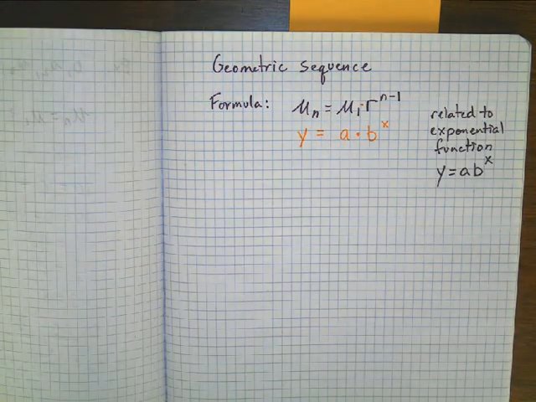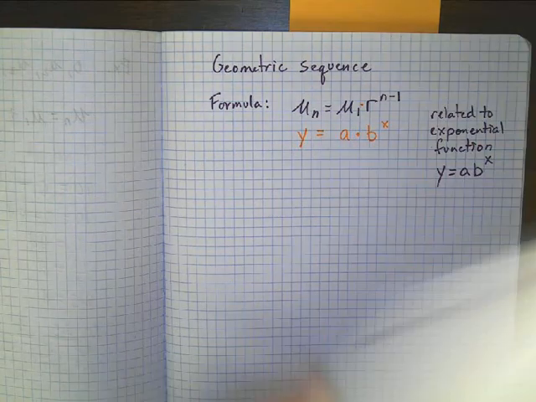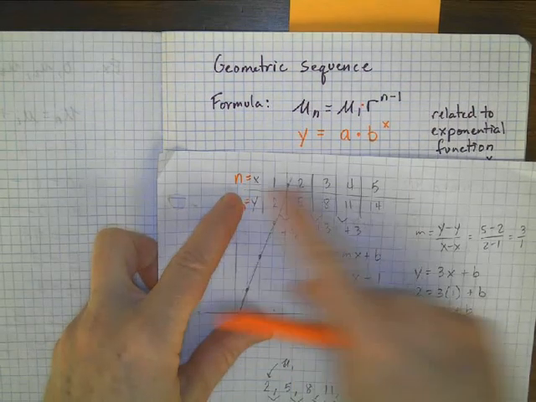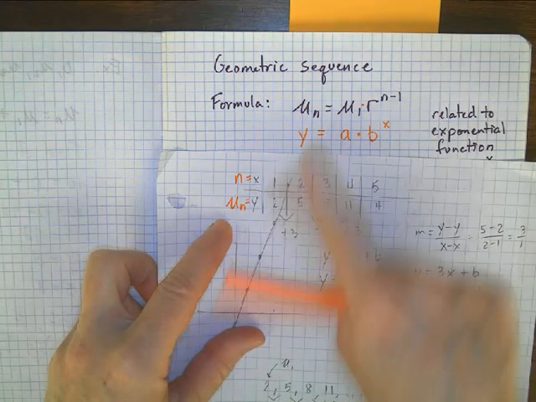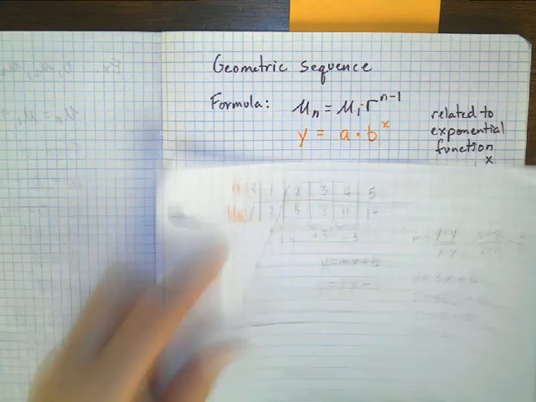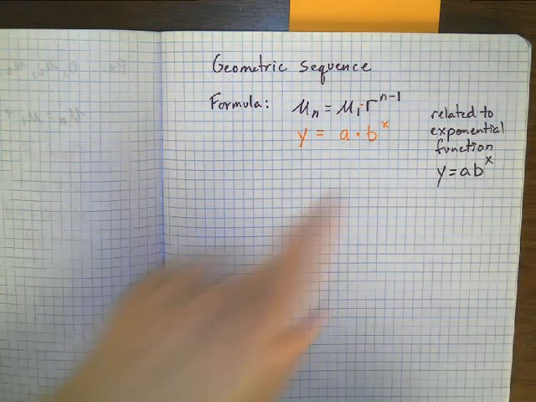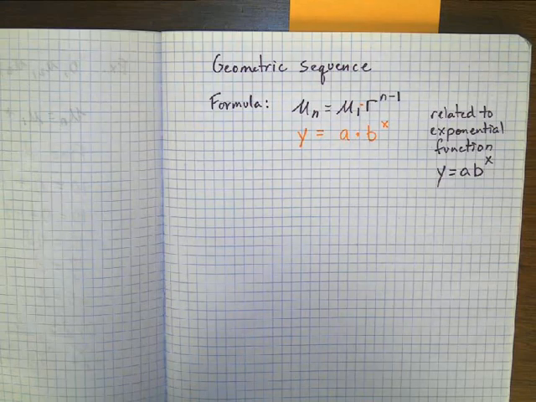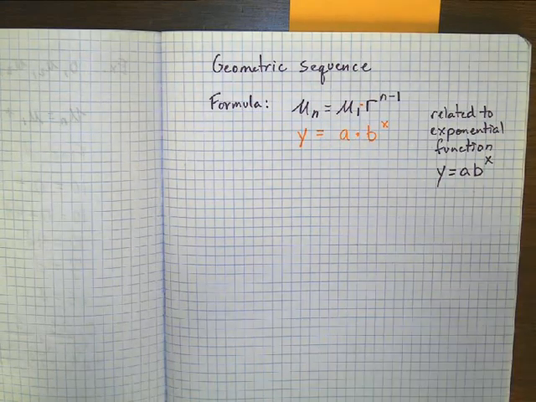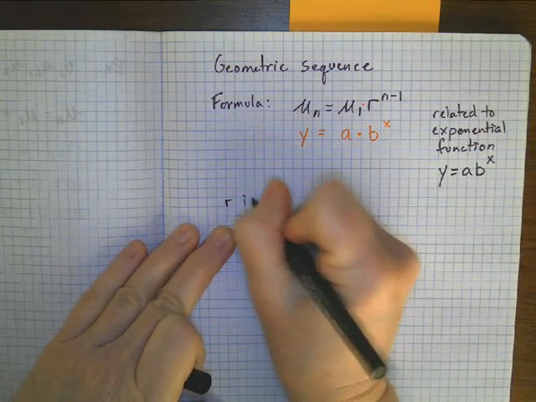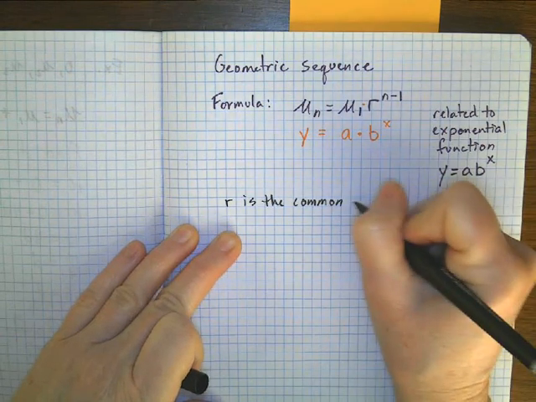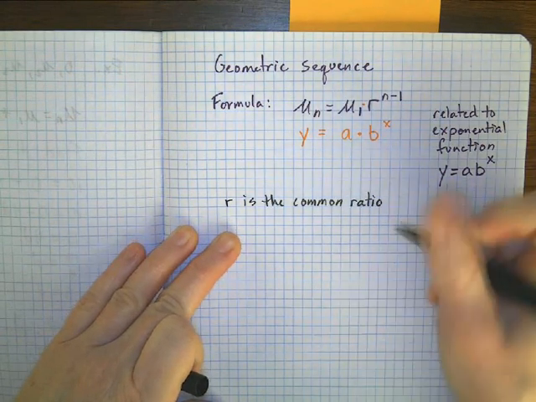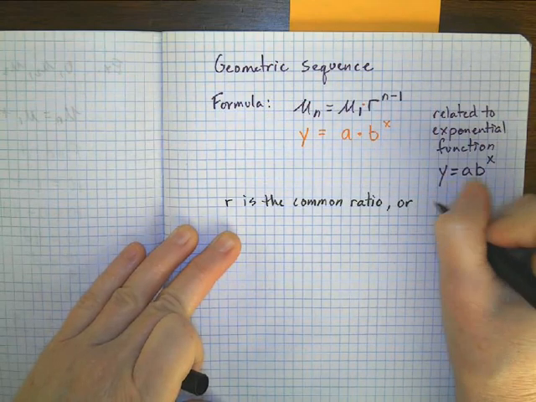So again, it's like having a table. N is the x's, and y is the u sub n. But this time it's going to be an exponential function. Okay, r is the common ratio by which you multiply each term. So let's write that down. What is r? R is the common ratio. Another way of saying that, or what you multiply each term by.